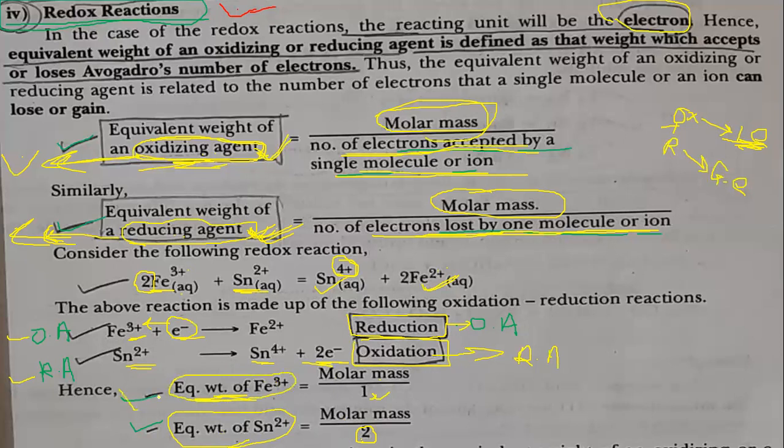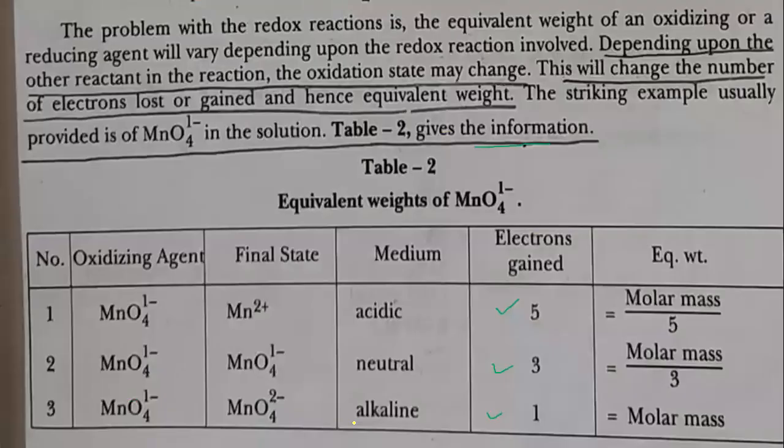See, you can find the equivalent weight for ions also. Here we should say atomic mass. Here they are writing molar mass, but this is the atom, this is the ion. So instead of it, you can consider the atomic mass.